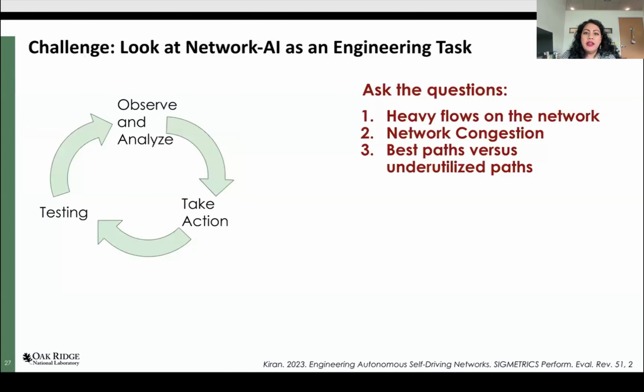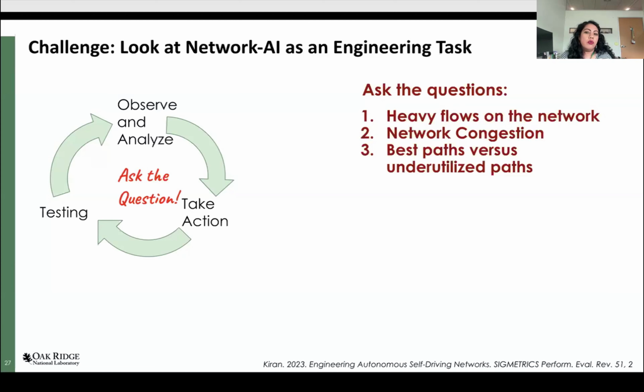So, looking at networking AI as an engineering task, this is something which I try to do as an engineer myself. You always have to start with what the question is. What is the thing which you're trying to optimize on the network? Because you can apply AI to multiple things, right? But you have to really drill down on what you're trying to learn from.